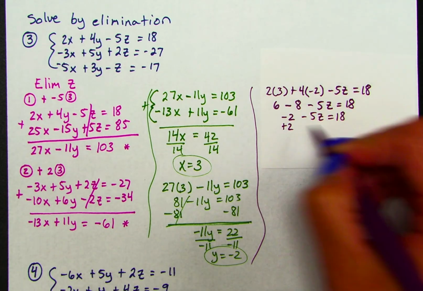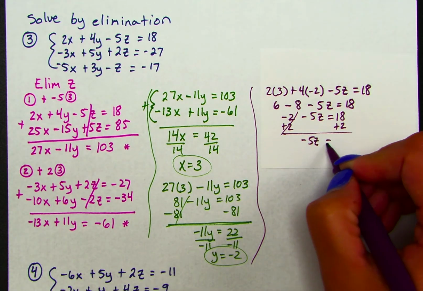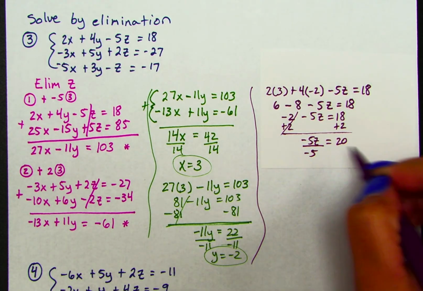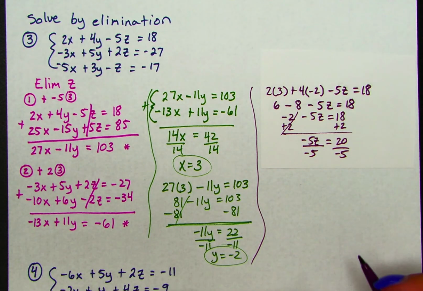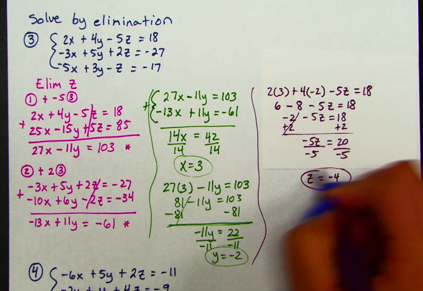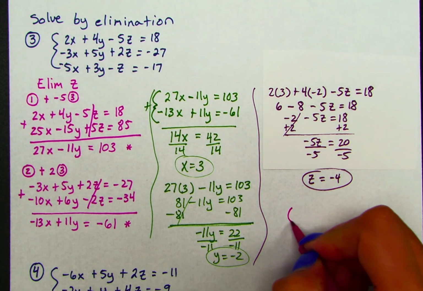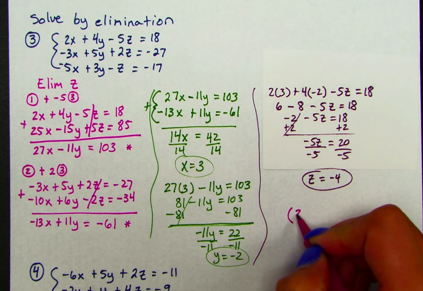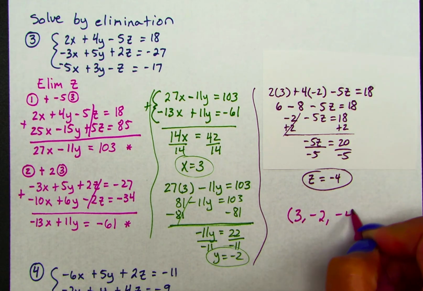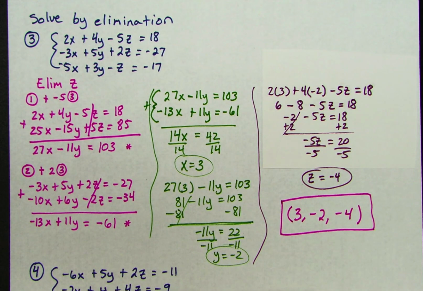I need to add the 2 over. So negative 5z equals 20. And then we are dividing both sides by negative 5. So that means z is equal to negative 4. So that is my third variable. And then I still need to write my answer as an ordered triple. So x, y, z. So our point of intersection is at 3, negative 2, negative 4. And that's going to be my final answer for this first example.